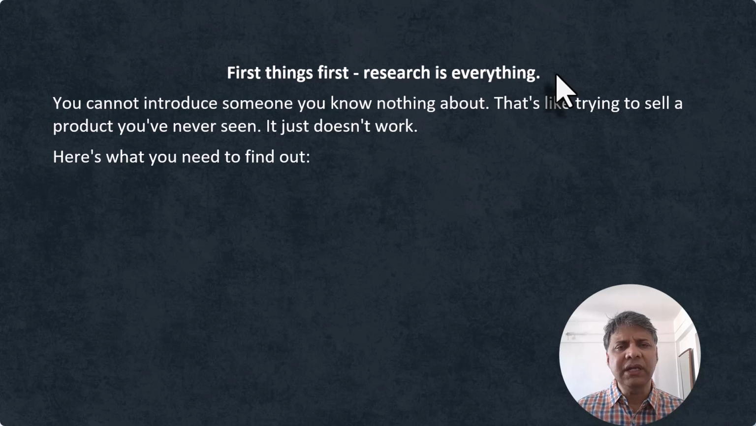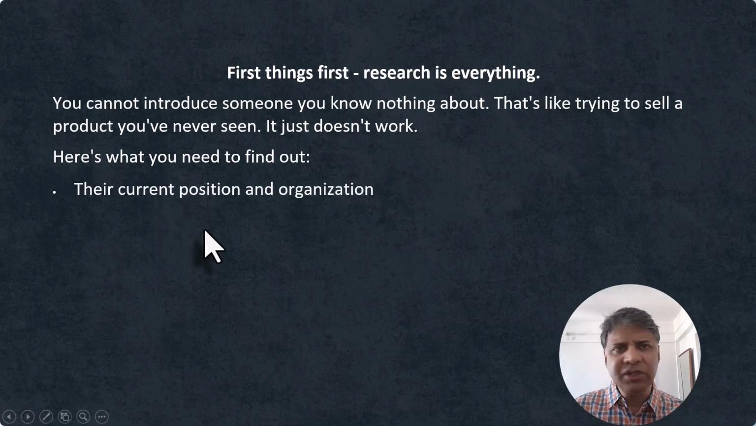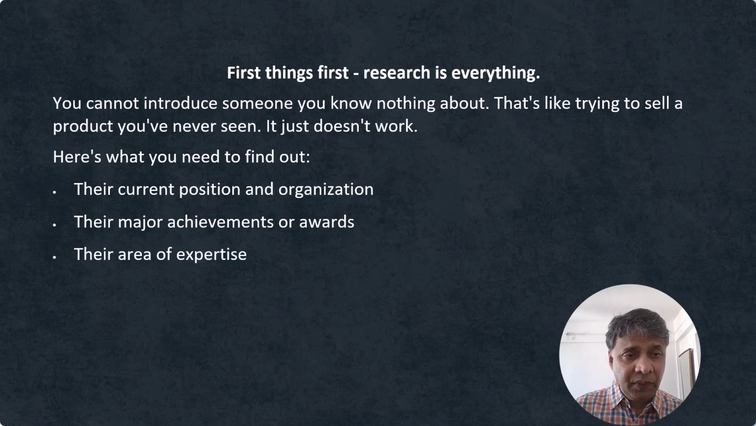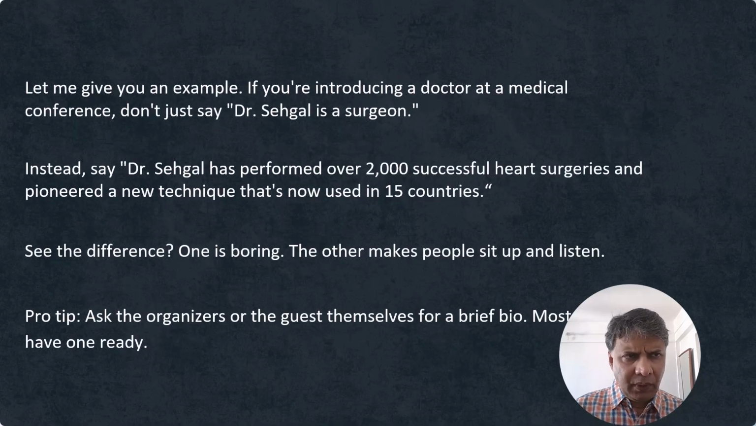So, what are the details you need to find out? Well, you need to find out things like their current position in the organization, their major achievements or awards, their area of expertise, and why they are relevant to this specific event, right? And you can use a tool like LinkedIn to find out about this information because I'm sure all this information will be available on LinkedIn, right? So let's take an example.